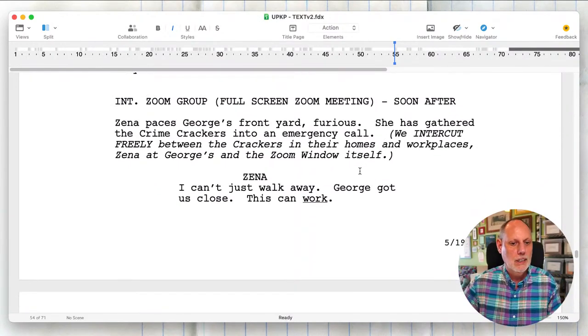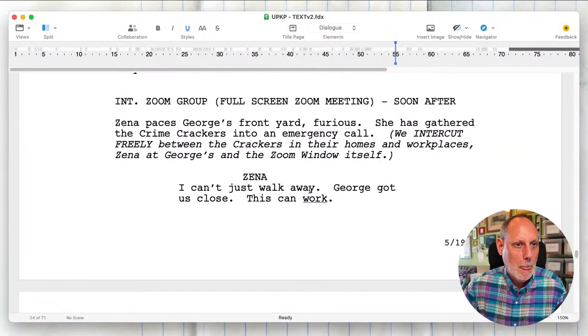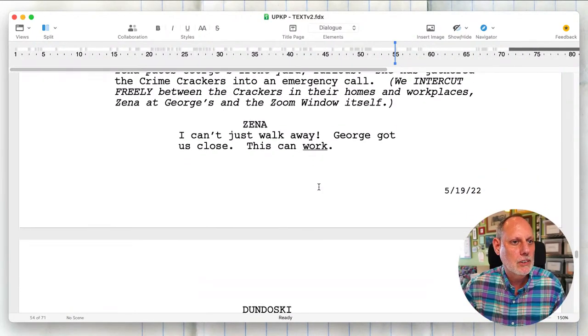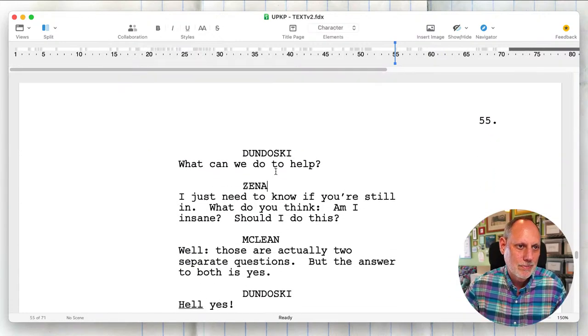Okay, look at that. All right. So Xena is mid. I can't just walk away. George got us close. This can work. I can't just walk away. Urgently, she exclamation pointed. This just doesn't sound like Xena.